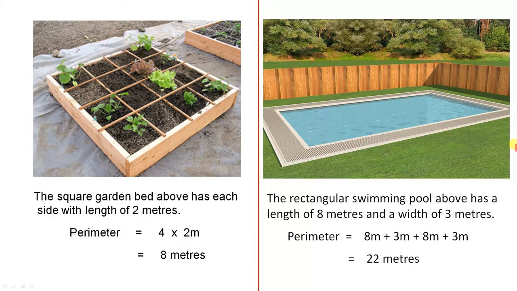The rectangular swimming pool above has a length of 8 metres and a width of 3 metres. So here we've got 8, 3, 8, and 3. So the perimeter is 8 plus 3 plus 8 plus 3, so you add the 4 sides up, and that gives you 22 metres.